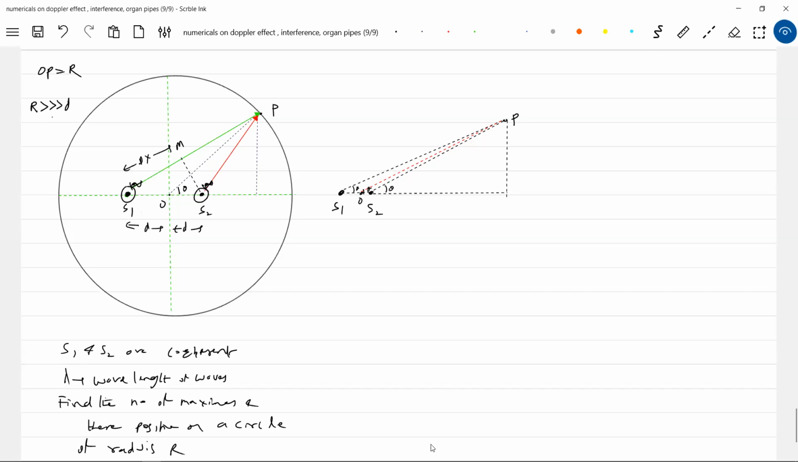So you will get a situation like this. The angle subtended with the horizontal by the lines joining S1P, S2P and OP will be the same. That is theta. This condition is very important. If r is very much greater than d, say this is 10 meters and this is 1 centimeter, and you measure these thetas with a protractor, they are going to be the same.